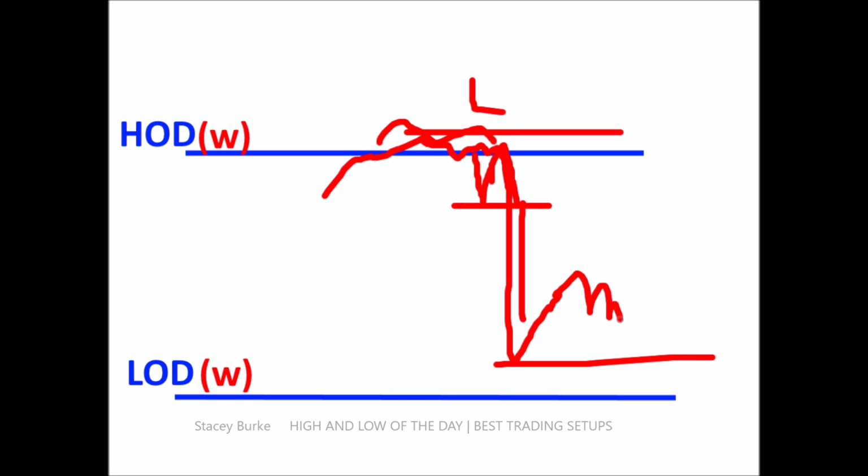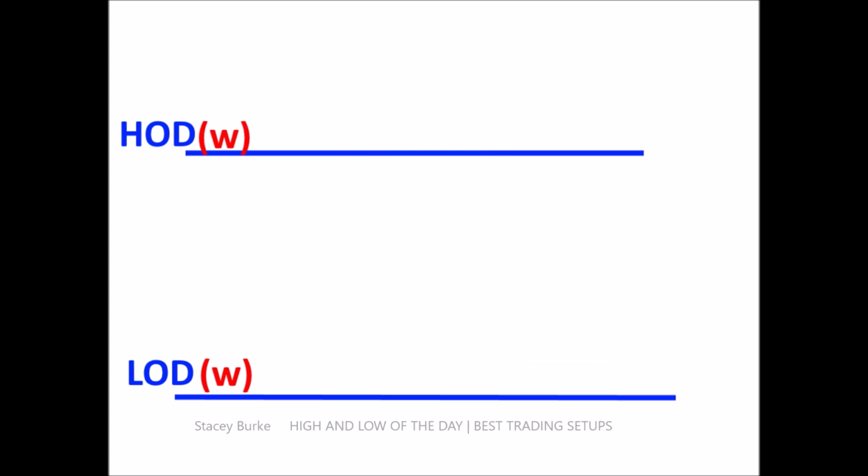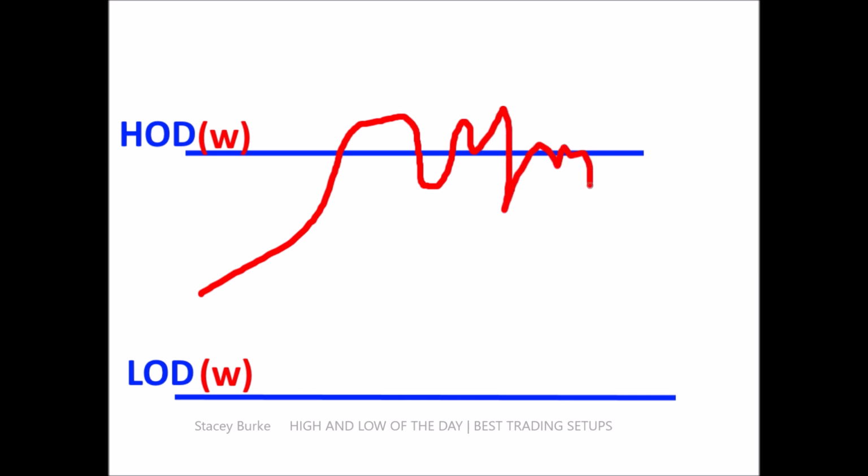And then New York opens up, creeps back into the low. Boom, short squeeze back to the high of the week. Day 1, day 2, day 3. If we're inside, the exception to the inside day is this: we take out the high of the week on a Thursday, for example. Market comes back down at the end of the night.